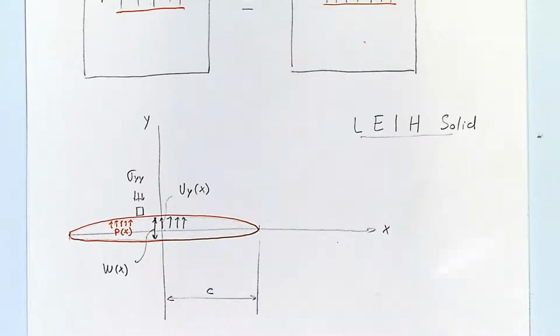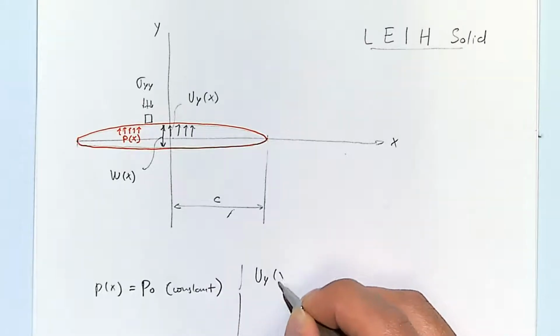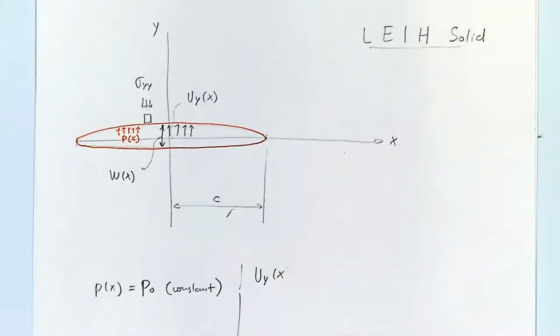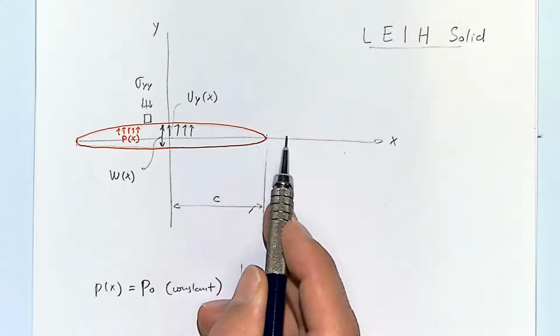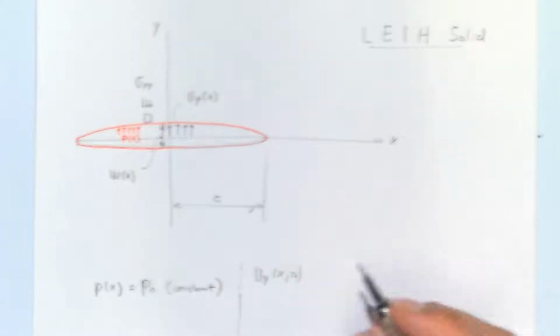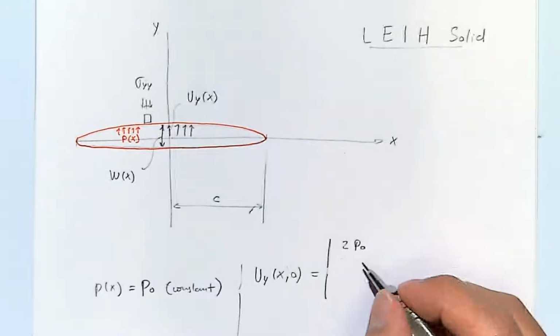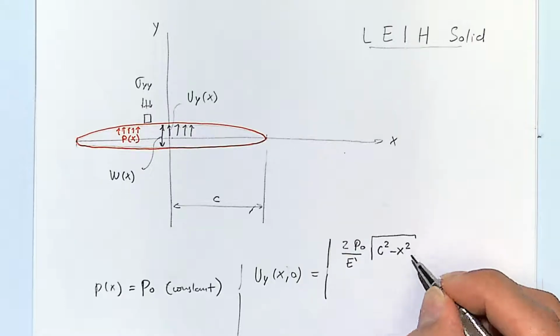If we have a pressure Px, which is a constant, Griffith shows that the displacement uy as a function of x, and we wanted to calculate it at the initial position here, for y equal to 0, is going to be equal to 2 times the pressure divided by the constraint modulus times c squared minus x squared. So here's where the ellipse comes from.